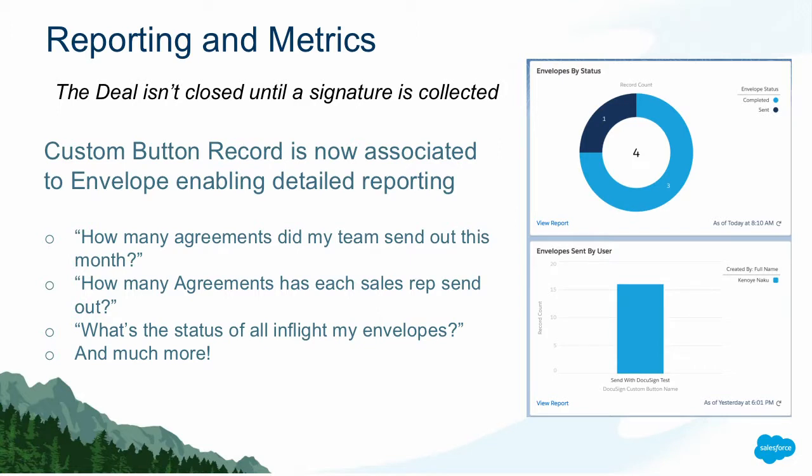So we didn't want to just migrate over to Lightning. We wanted to make the overall experience better. So we decided to expose all of this information via reports. So the idea is, when a DocuSign envelope is sent, it represents something.